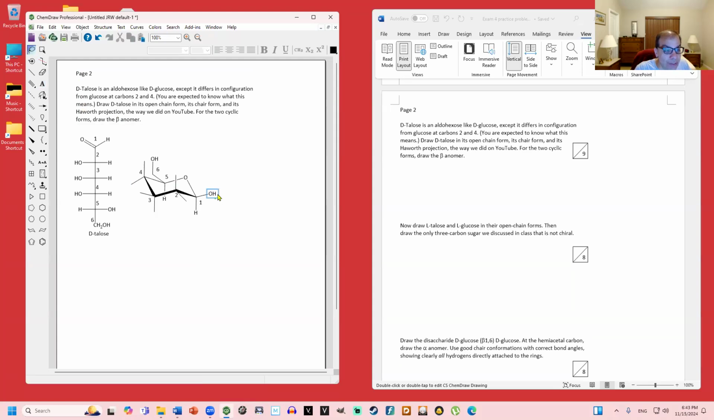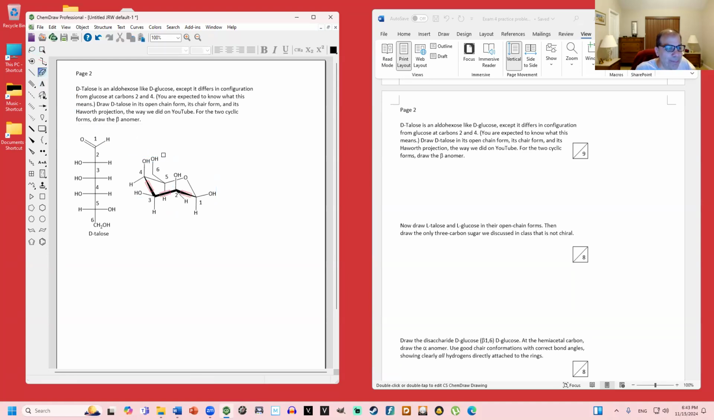If you're having trouble telling that this OH group is up, then look at the H on the same atom. That H is definitely pointing down. There's no question about that, so the OH must be pointing up. Meanwhile, in glucose, the OHs would be in the equatorial positions on carbons 2, 3, and 4. But we need to change carbons 2 and 4, because that's what the problem says to do. It says talose is like glucose, except it differs in configuration at carbons 2 and 4. So we will leave the OH equatorial on carbon 3, and we will make it axial on carbons 2 and 4.